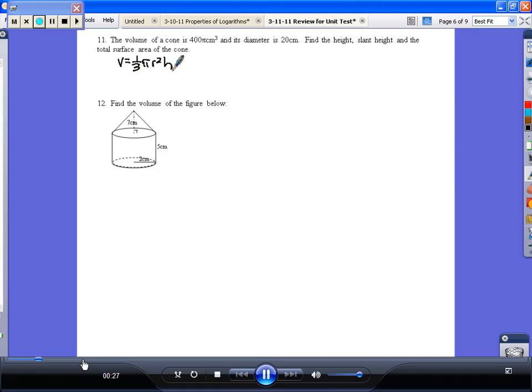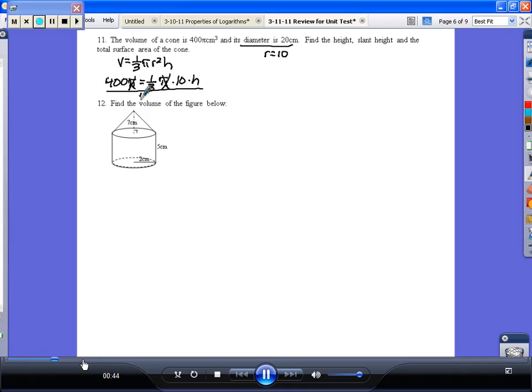1/3 pi r squared h. This is a cone, not a sphere. We're back to cones. So 400 pi equals 1/3 pi r squared. We know that the radius is 10 because they give us the diameter is 20. So times 10 times the height. And the height's what we're solving for.